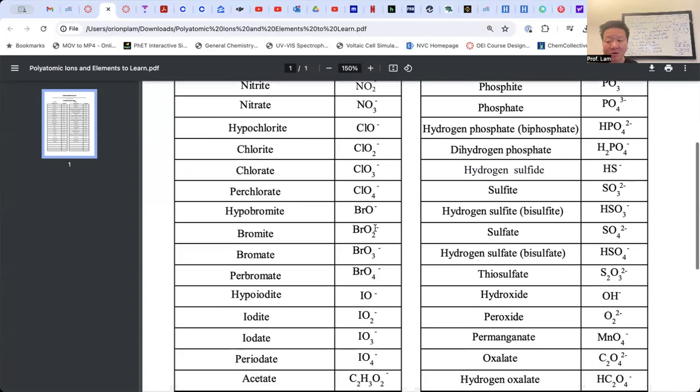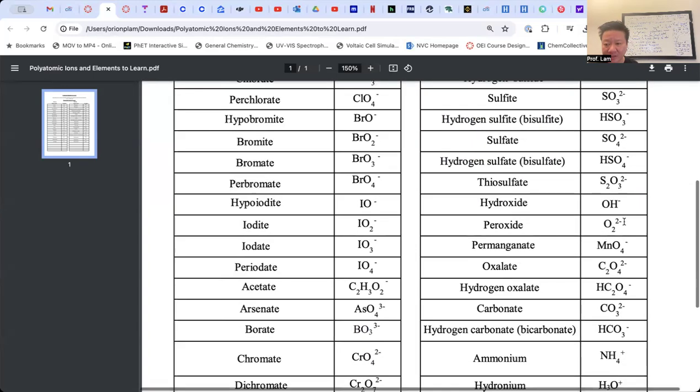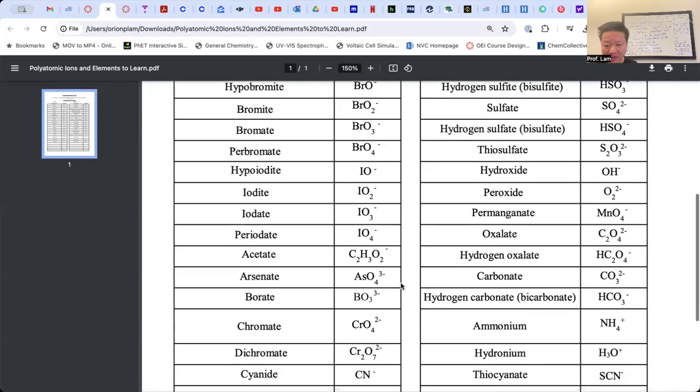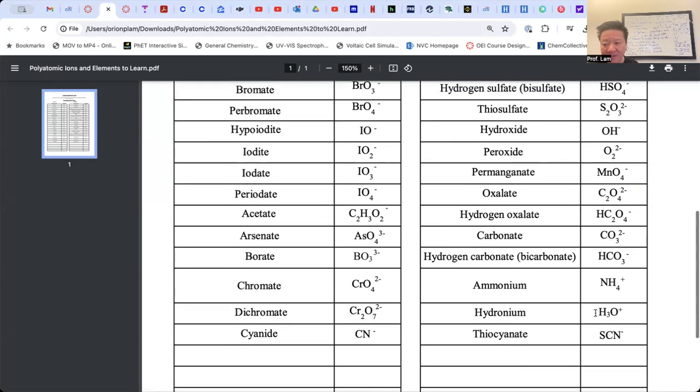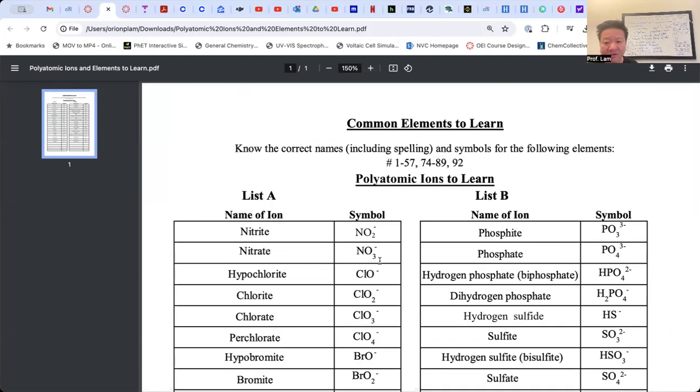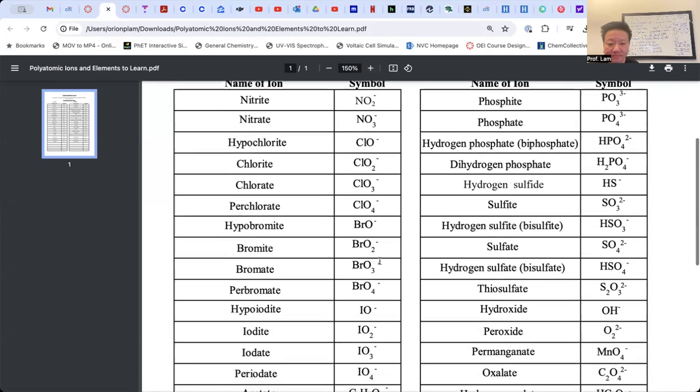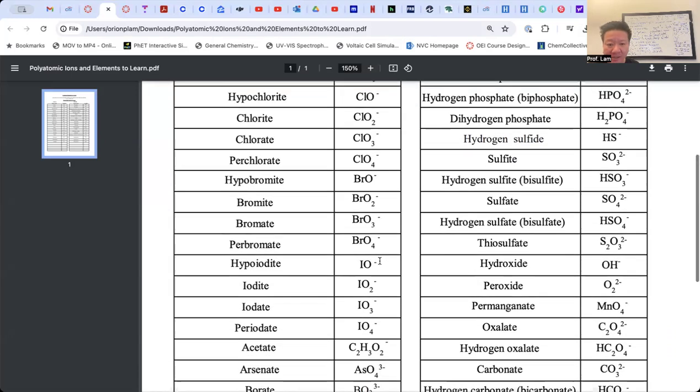And they are all mostly anions, as you can see. They're all some negative, right? Some are 2 negative, some are 3 negative. But there's a couple that are cations that you should know. Ammonium, NH4 plus, and then hydronium is H3O plus. Right? So you definitely should know those, know all of these. So start learning them already, okay? As you can see, there are a lot.